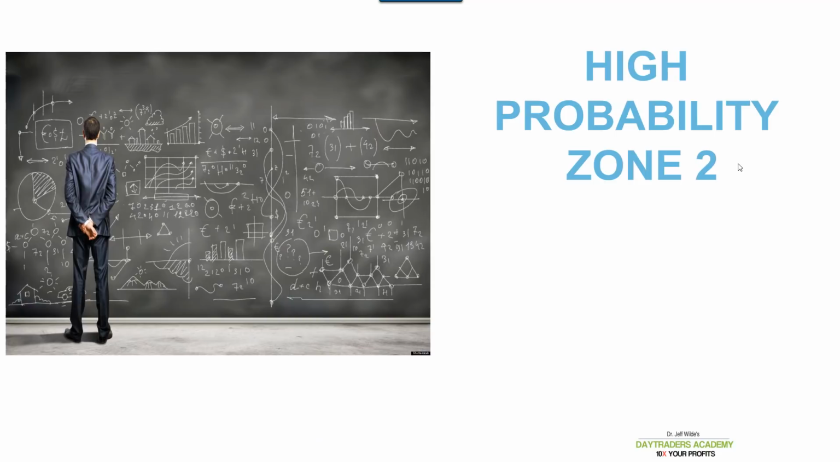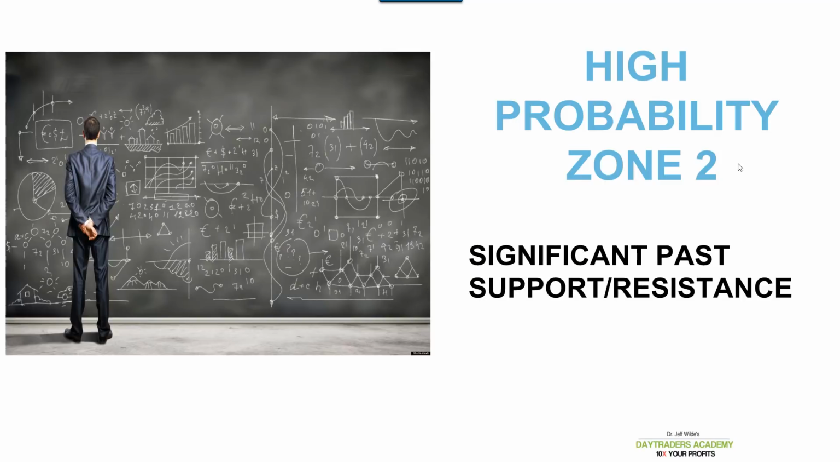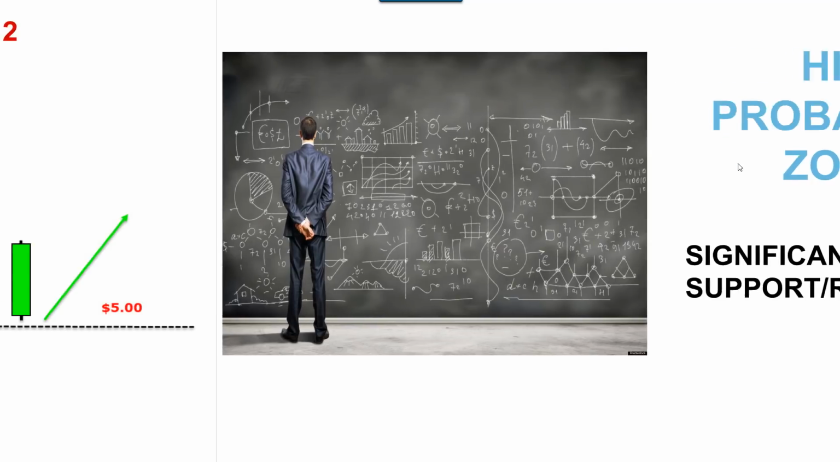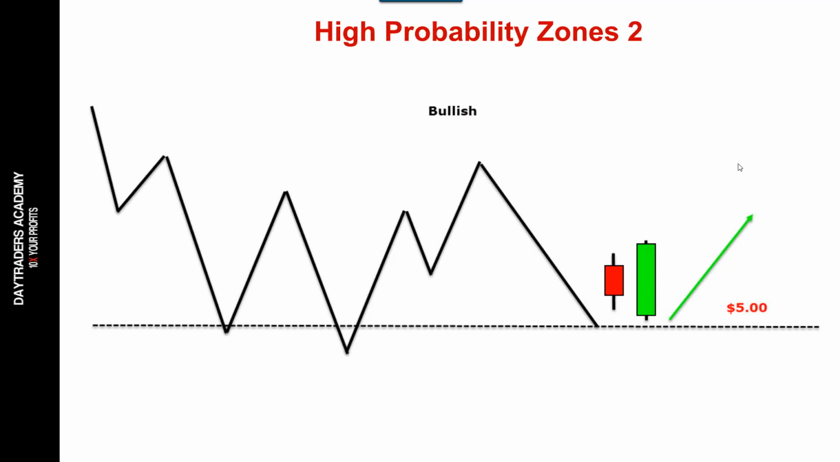Let's look at high probability zone number 2. This is significant past support and resistance levels. So let me explain what that is for you, those of you who are brand new. Now this bundles even more of the master strategy together and makes it an even higher probability trade. Past support and resistance levels are, you'll notice that the market was here, goes down, starts to rally up, sells off. It bounces strongly, so it found support at this level at $5, okay?